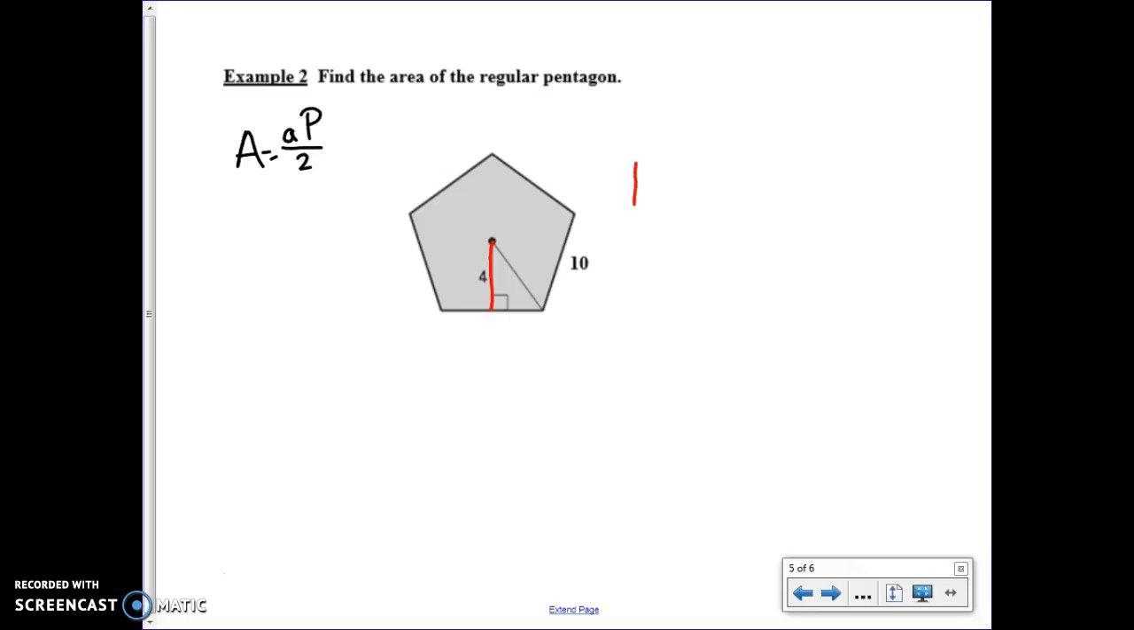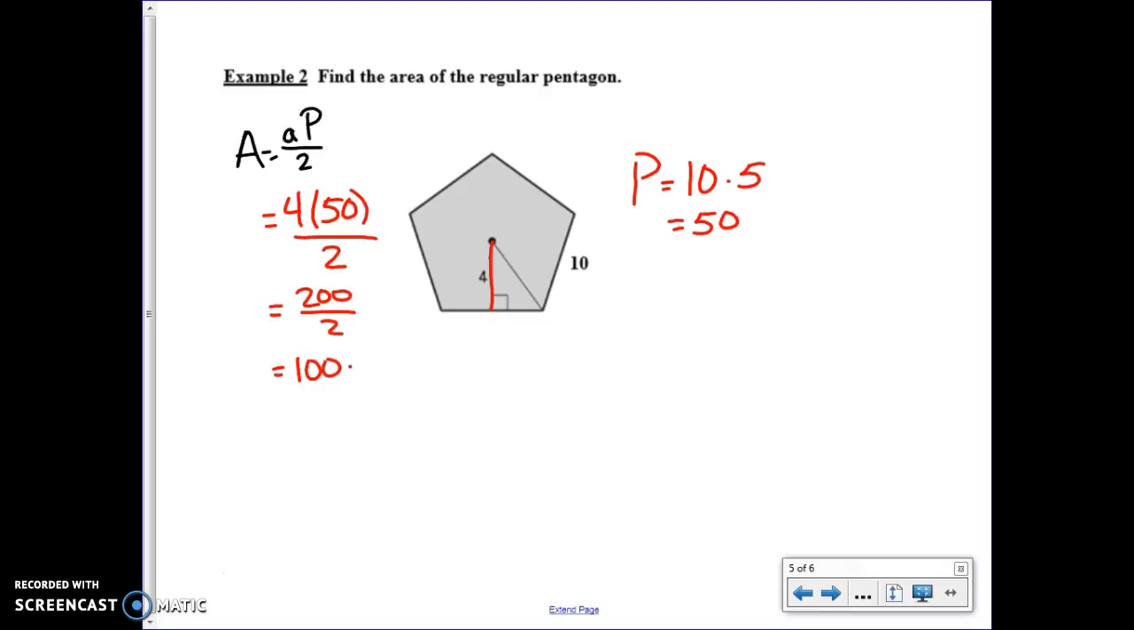The perimeter is the side length times the number of sides. And since we have a pentagon, we have 5 sides. So it's 50. So we have 4 as our apothem, 50 as our perimeter, and we need to cut that in half or divide by 2. So 4 times 50 is 200 over 2, and we get 100. And then our label there would just be units squared.